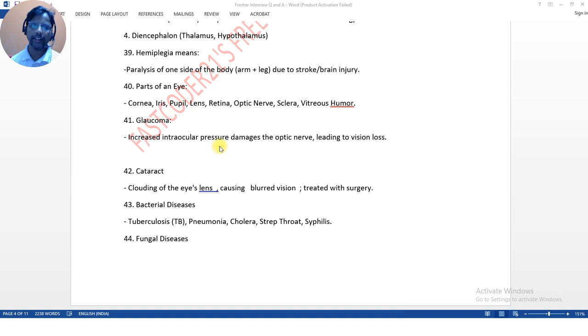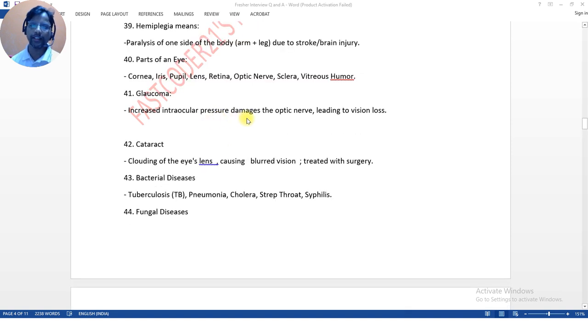Glaucoma is increased intraocular pressure which damages the optic nerve, leading to vision loss. Okay. So whenever there is increased intraocular pressure, it damages the optic nerve. Because of the damage to the optic nerve we get vision loss, and we can't see. Otherwise you can call it blindness.